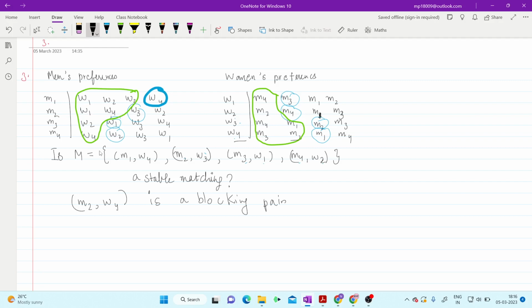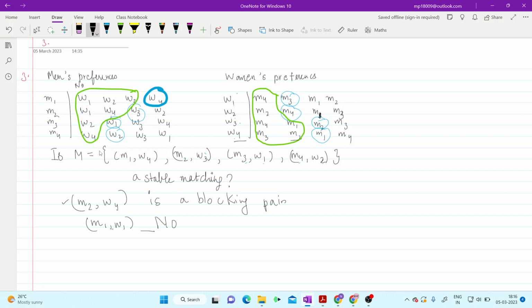So let's see, what about M1W1? Is M1W1 a blocking pair? No. M1W1 is not a blocking pair, because W1 prefers M3 over M1. Yes, that's right.